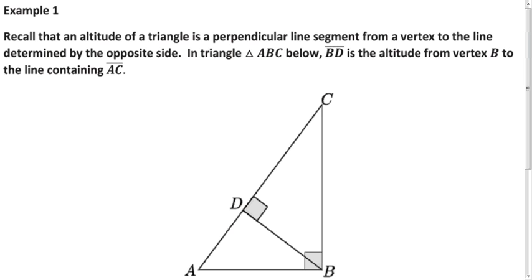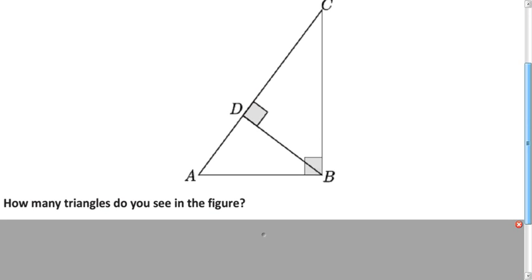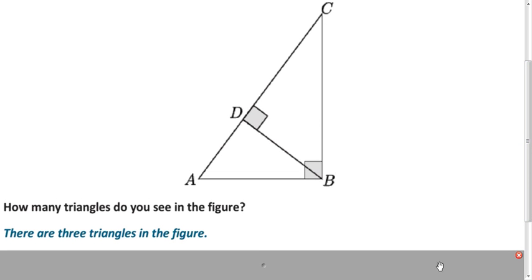So what happens when we draw an altitude from a right angle from its vertex to the hypotenuse? So BD is an altitude. How many triangles do you see here? How many triangles do you see? Hopefully you said 3. We got the small one, the medium one, and the large one, the whole triangle.